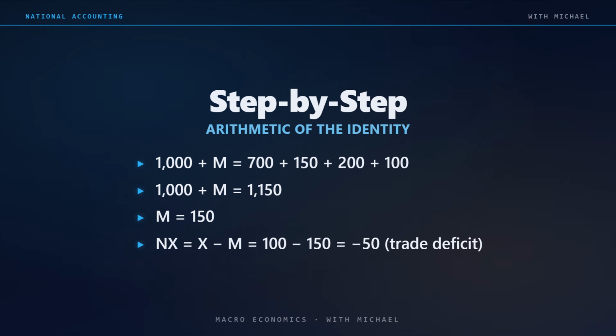We can also compute the trade balance. Net exports equals X minus M, which is 100 minus 150, equals negative 50. The economy has a trade deficit of 50.